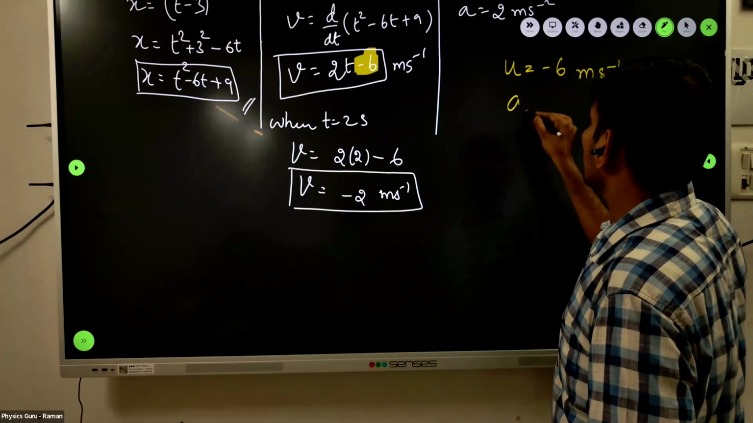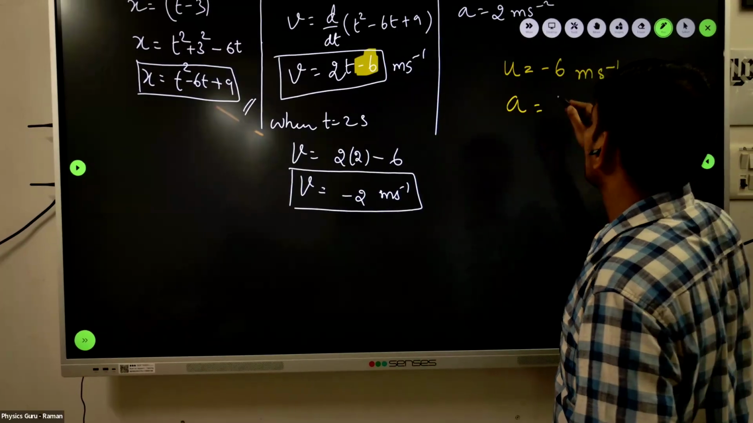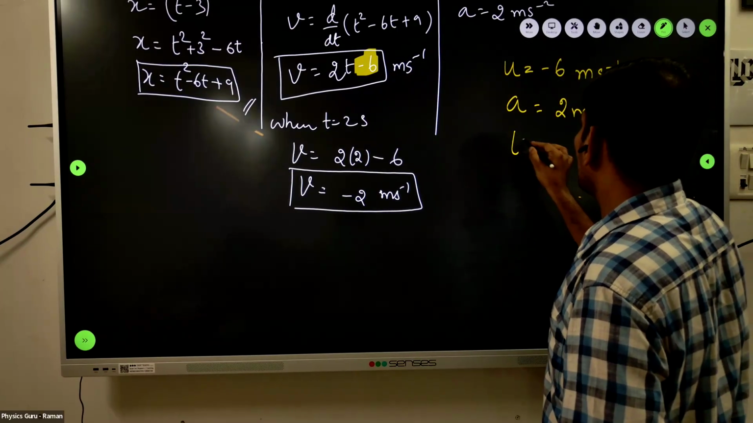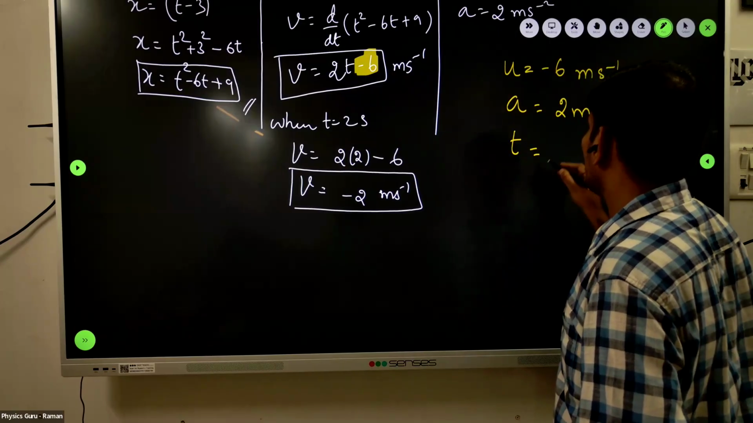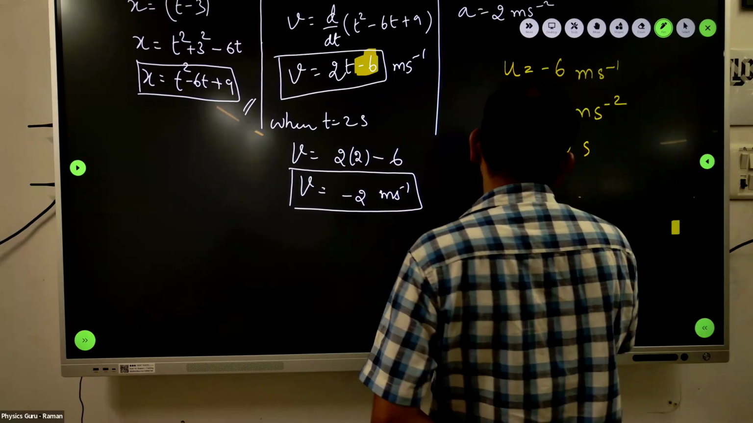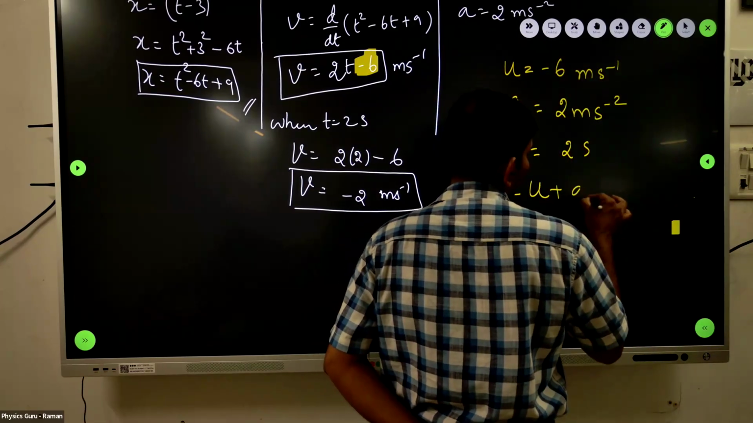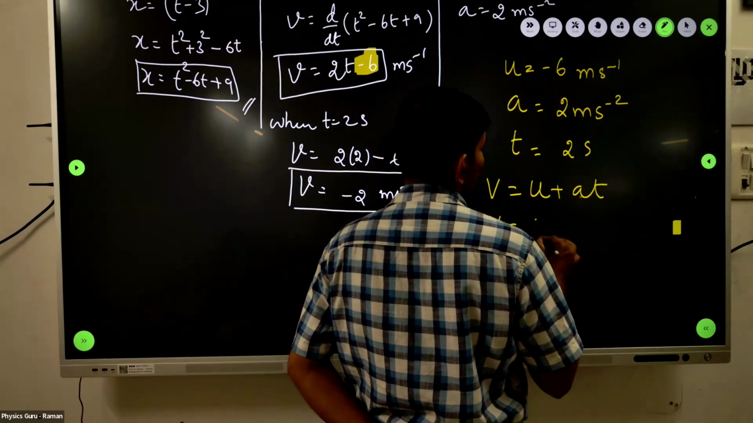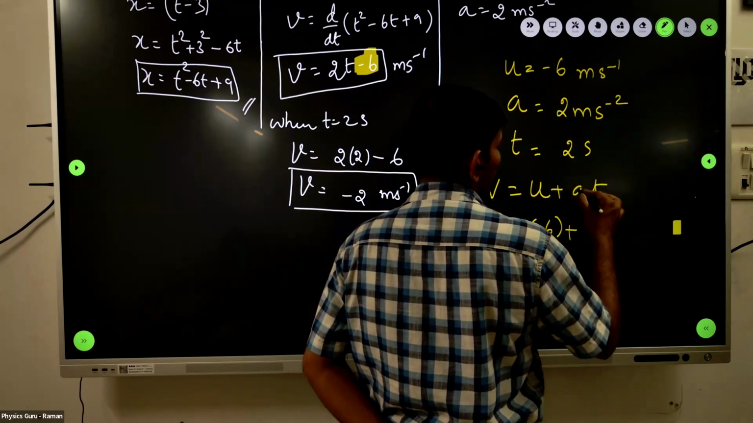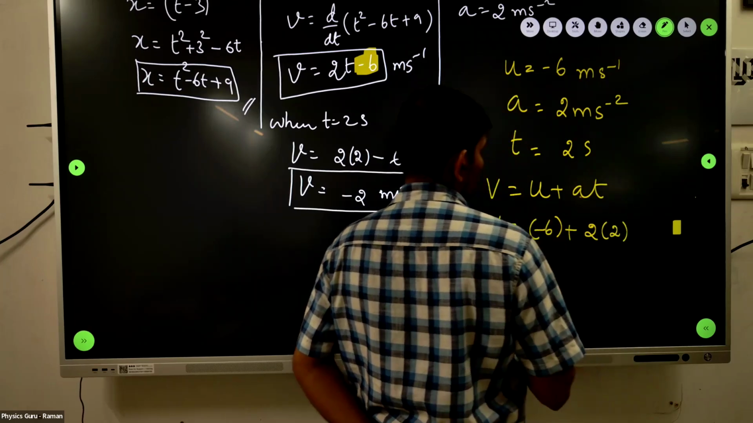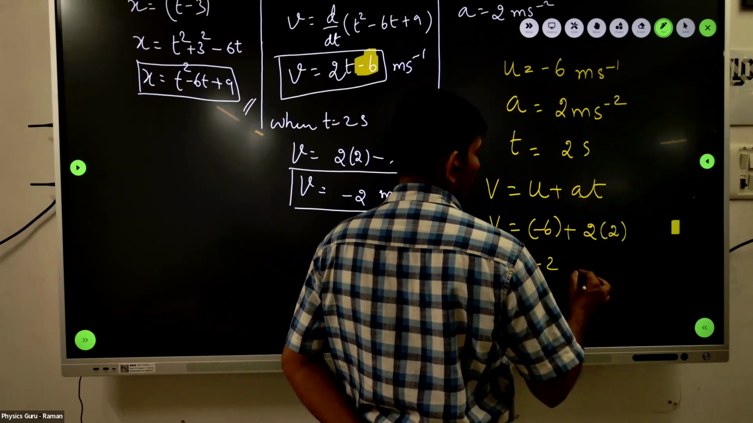Next, sir, acceleration is also found. How much is acceleration? 2 meters per second squared. And at what time are you expected to calculate the velocity? At 2 seconds. So we have the formula V is equal to U plus AT. So the velocity at 2 seconds, with U equal to minus 6, A equal to 2 and the time also 2, is equal to minus 2 meters per second.